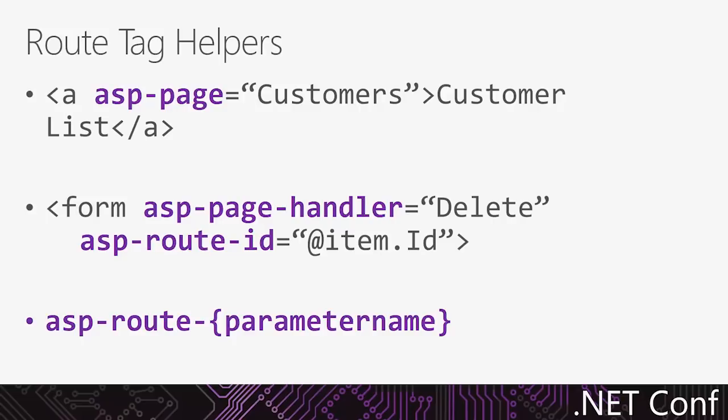However, if the parameter that I'm specifying with the ASP-route helper is not something that is part of that route, then it will just get added as a query string. And so I might have something like customers/delete?id= and then the ID. So the URL creation will either use query strings or part of the route, depending on the route template that's defined for that destination route that you're specifying.